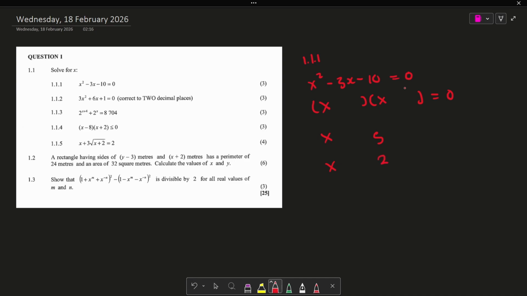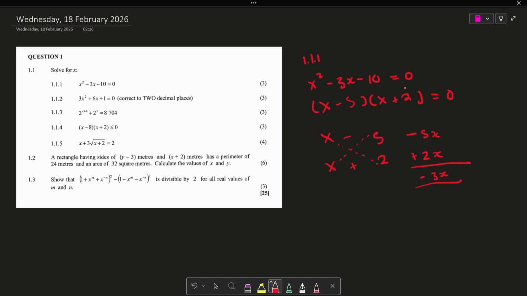So this is how we do it. We're going to say x times 5, we're going to have 5x. And then x times 2, we're going to have 2x. Remember, our result needs to be minus 3x. You can see that here 5 needs to be negative and 2 needs to be positive. So therefore we have our brackets.